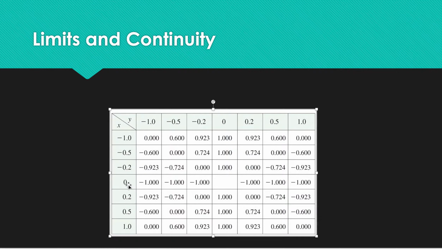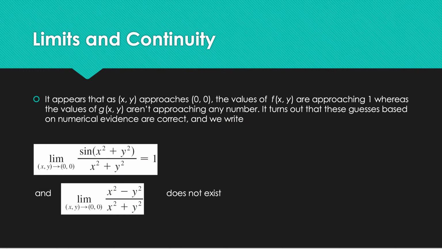And if I look at what happens as x approaches 0, it goes to -1, and as y approaches 0, it goes to -1. So what you would do to create this table is look at x values of -1, -0.5, -0.2, and then I've got 0, 0.2, 0.5, 1.0. So you're just constructing a table just like you would in single variable calculus.